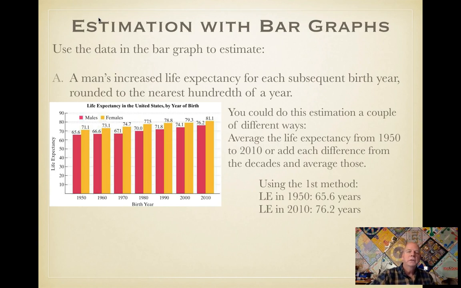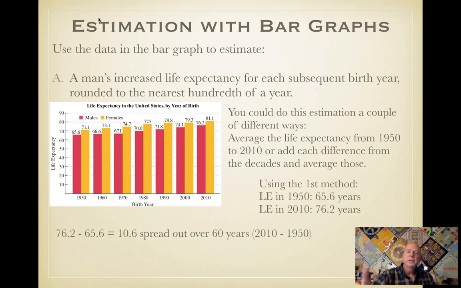So the life expectancy in 1950 for a male, so that's the reddish color here in the graph, is 65.6. And the life expectancy in 2010 for a male is 76.2. And so we're going to take those numbers and subtract them to find the spread over the 60 years. And that's 10.6. Okay? So life expectancy for a male is 10.6 years more in 2010 than it was in 1950. That's substantial.